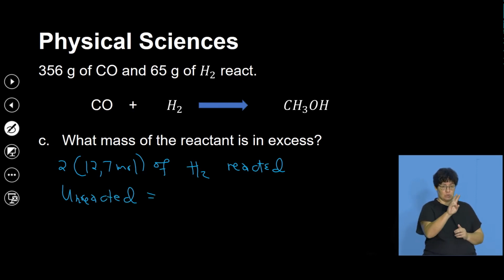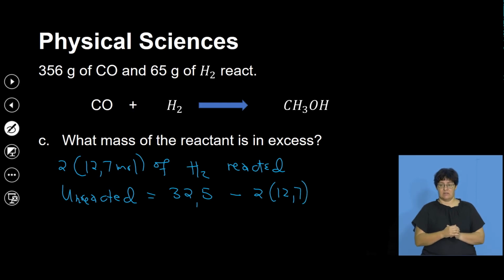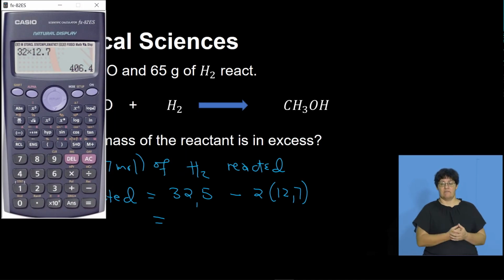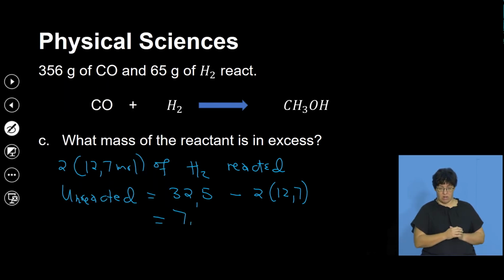So if it's 32.5, we have got unreacted hydrogen equals 32.5 moles minus 2 times 12.7, okay? This comes from the stoichiometric ratio. So if we quickly verify that, we'll have 32.5 minus 2 times 12.7. These are the actual moles that did not react. So we get 7.1 moles, okay? 7.1 moles of hydrogen.